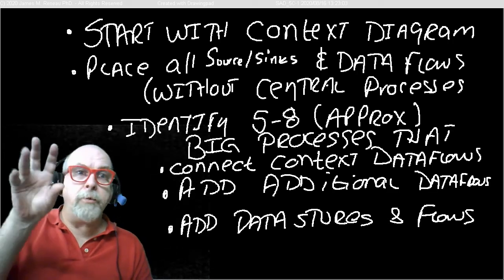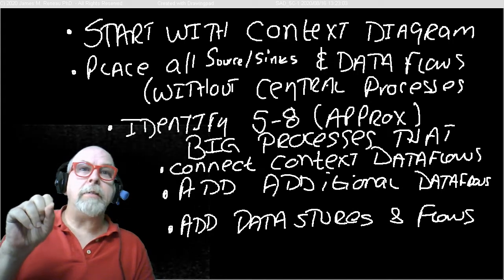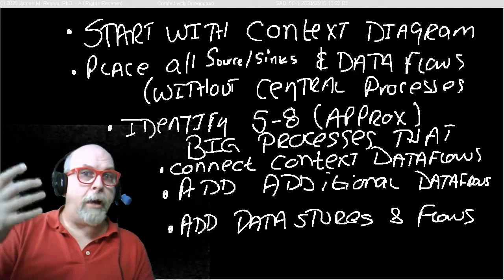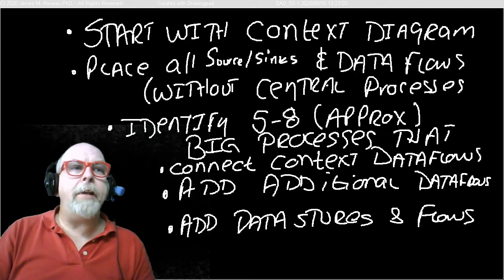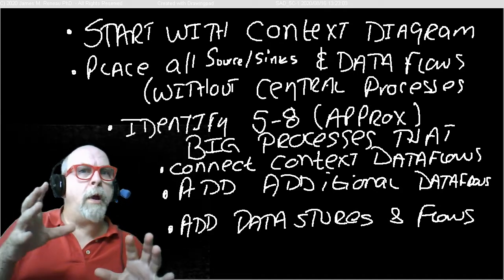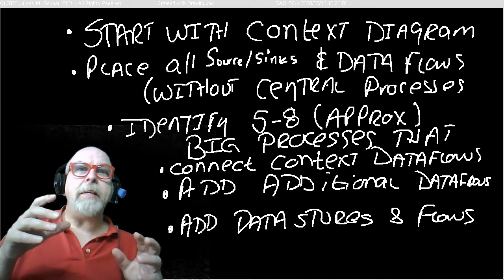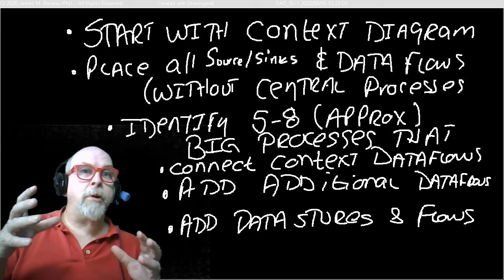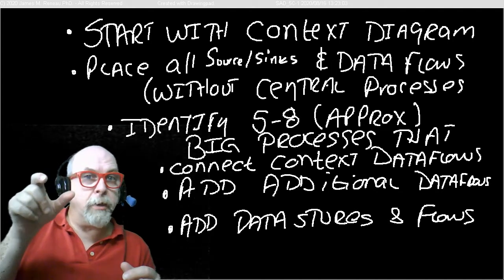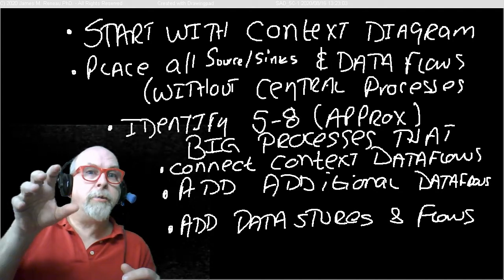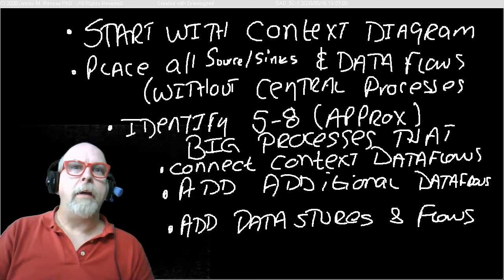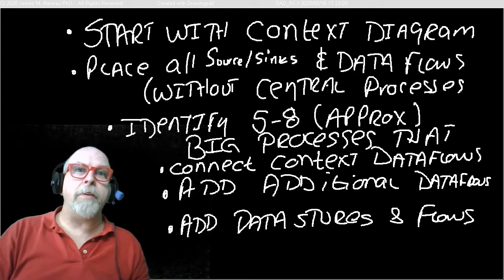We'll then add those big processes. We'll then add additional data flows that are necessary between processes. And then we'll add data stores and data flows to represent where we're storing data. And this now becomes a framework that will let us create our level 1 diagram, where we take each of those processes on the level 0 diagram and blow them up into a lot more detail as we try to figure out again all the data flows.